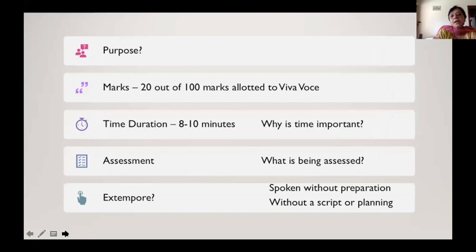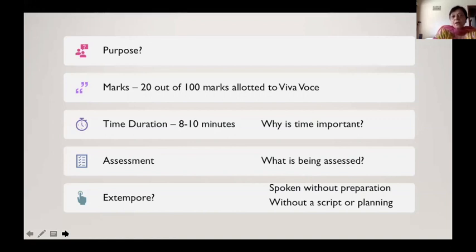So basically, it is supposed to test your ability to teach. Okay, because in the medical and the dental profession, we do not have any specified qualification for teachers. So that is why this part of your examination tests your ability to teach. So please remember, you are not being tested on how much you know about this particular topic, but you are being tested on how well you can teach this topic.